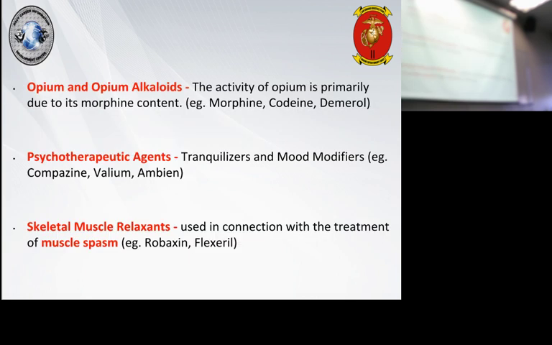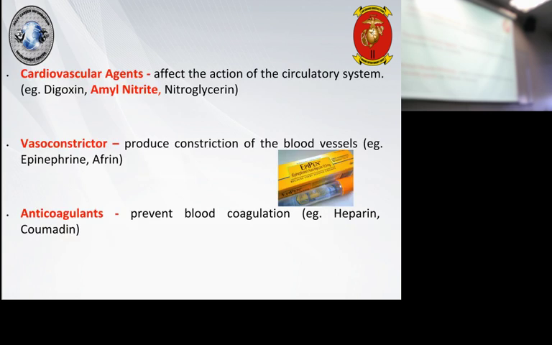Alright, opiums, your morphine, codeine, your psychotherapeutics, your Valium, skeletal muscle, so your Flexeril, next. Cardiovascular, your amyl nitrate, you see this a lot, you can read it right here. When you're having your nerve agent, you're getting the atropine, this is supposed to counter-effect that because it's going to ramp up your heart so much, so the amyl nitrate actually counteracts that, so your heart doesn't go into heart failure.